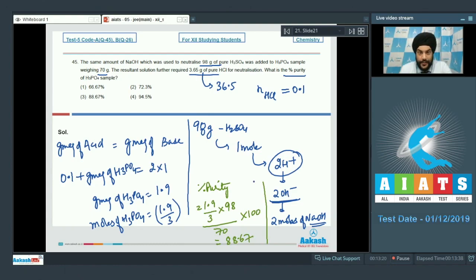So if you look at the options which are given to us, students, we can clearly see that for this question we have to mark the correct answer as option 3. Let us look at the next question now, students.